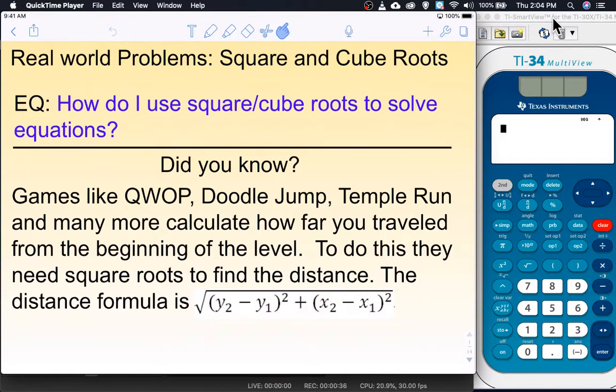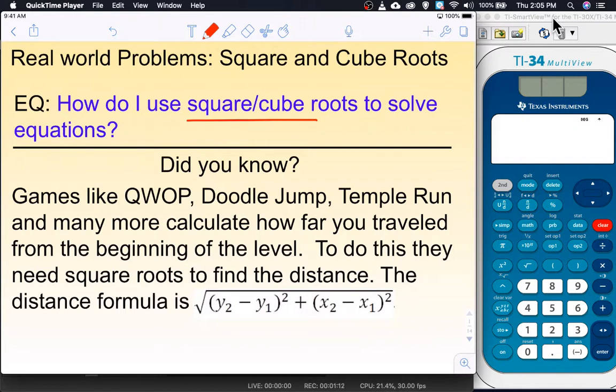You can see the essential question says, how do I use square and cube roots to solve equations? Did you know games like QWOP, Doodle Jump, Temple Run, and many more calculate how far you've traveled from some beginning point in the game? And to do this, they need to find square roots using this distance formula. And you can see the distance formula is there.